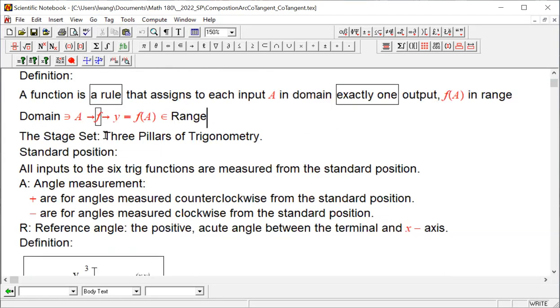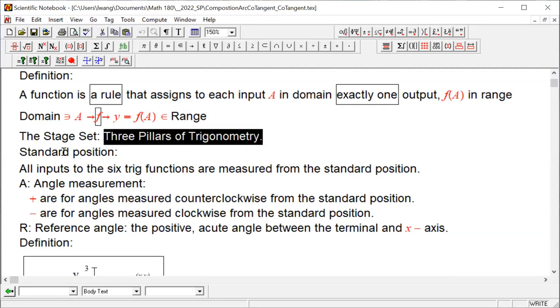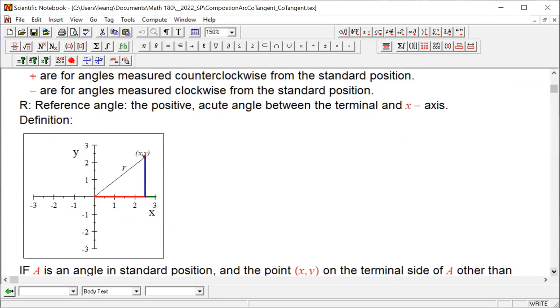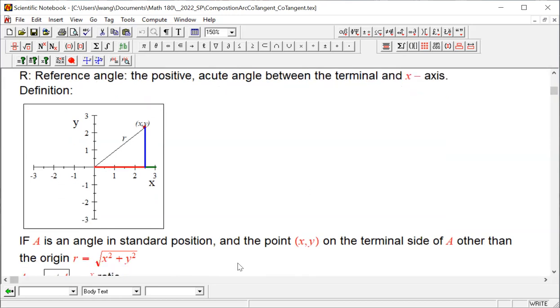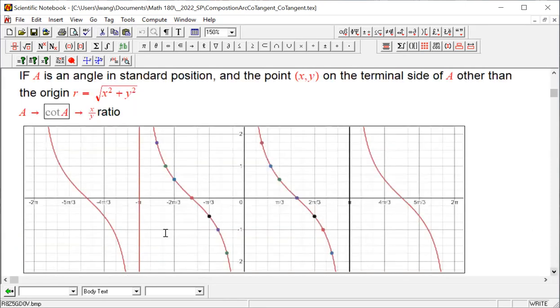Now, the stage set is still the three pillars of trigonometry. Standard position is where we measure the angles from. Angles measured counterclockwise are positive angles. Clockwise, that's a negative angle. Reference angle is a positive acute angle between the terminal side and the x-axis. And the definition goes by, so here's the setting: A is an angle in standard position, and the point (x, y) is on the terminal side of A, other than the origin. So we have the r.